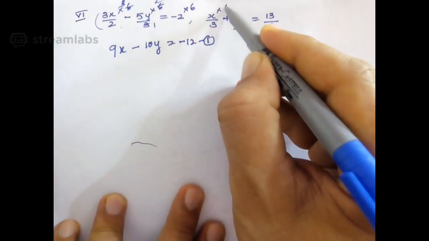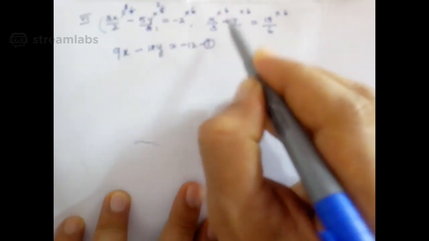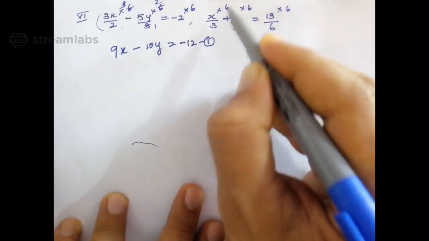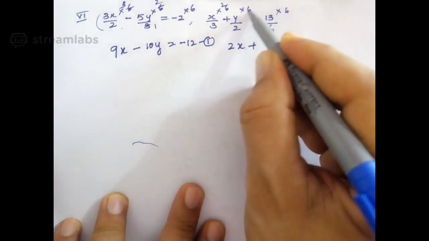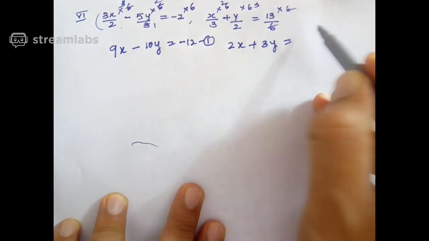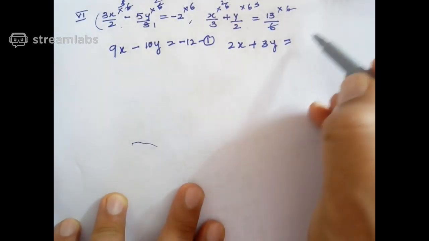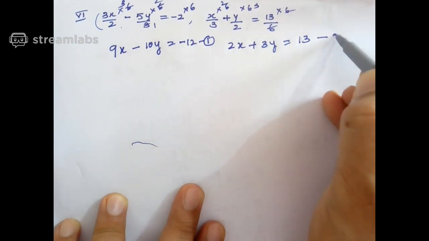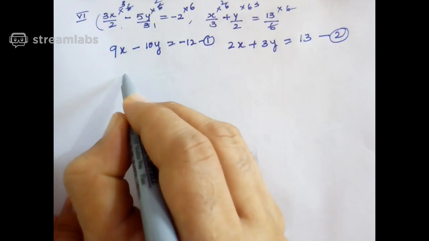Again here also multiply 6 throughout the equation because LCM is 6, so it is easy to simplify. 3 ones are 3 twos are 6, that is 2x plus 2 ones are 2 threes are 6, that is 3y is equal to 6 into 13 by 6. 6 gets cancelled. It is how much? It is 13. Equation number 2.